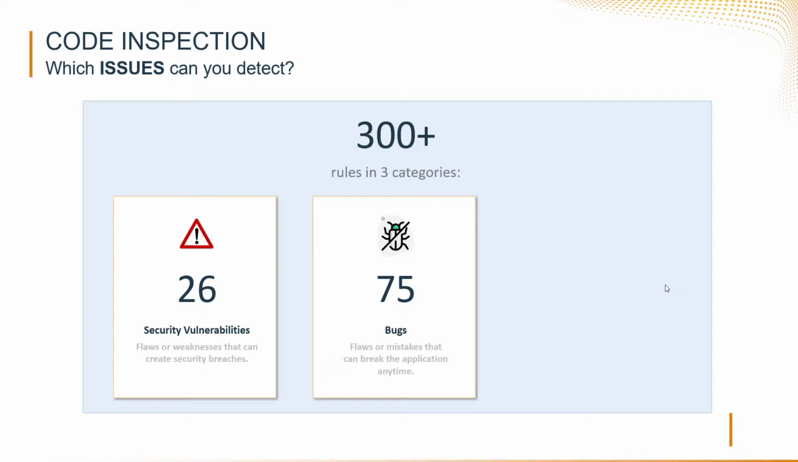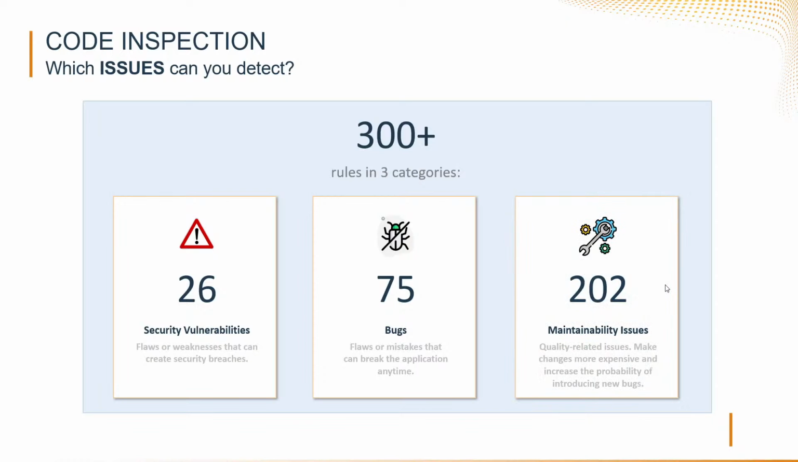Number two, you can find some bugs. That's the kind of tricky thing that can break your application anytime, basically. Number three, there's a large set of rules for detecting maintainability issues. This is the type of improvement you will make so that future changes would be less expensive, and this will lower the probability of introducing new bugs in your application.